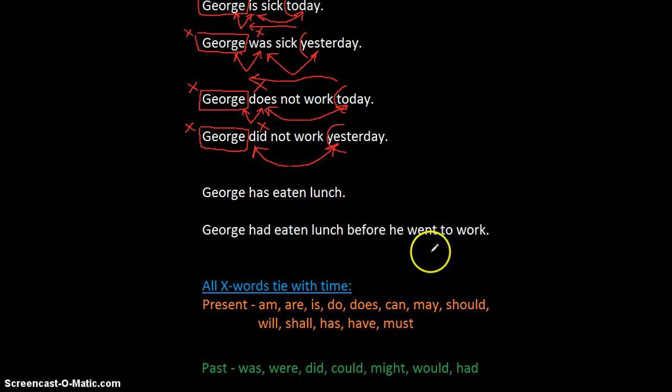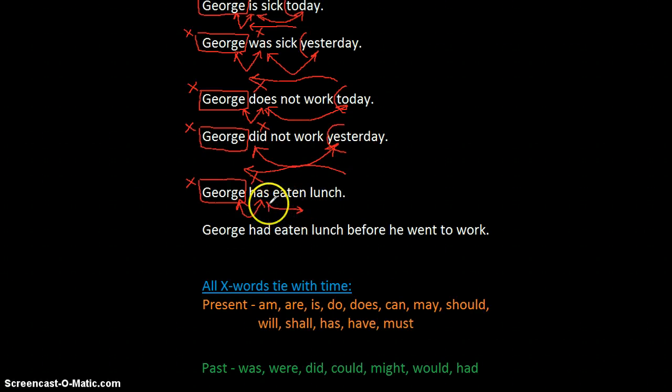George has eaten lunch. I don't see any shifter. Let's take a look at our X word places. Here's one. Here's the second one. The subject is George. The predicate is everything from the subject to the end of the sentence. Are there any ties? Yeah, you bet there are. Has ties with George, and has also ties with the present.